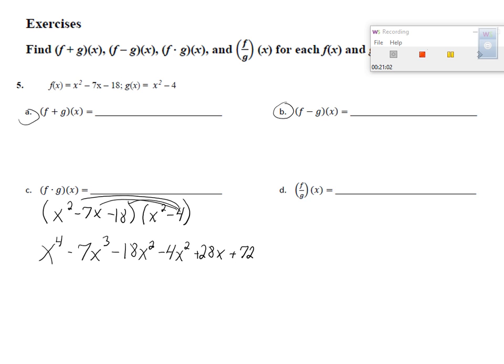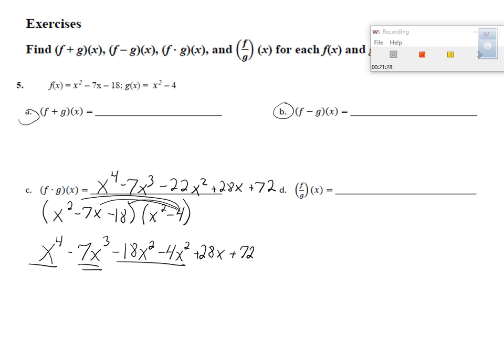Combine your like terms. So I spy an x to the 4th. It looks like the 7x cubed is a loner. Looks like I can combine those two and get negative 22x squared plus 28x plus 72. So we just multiplied it out.